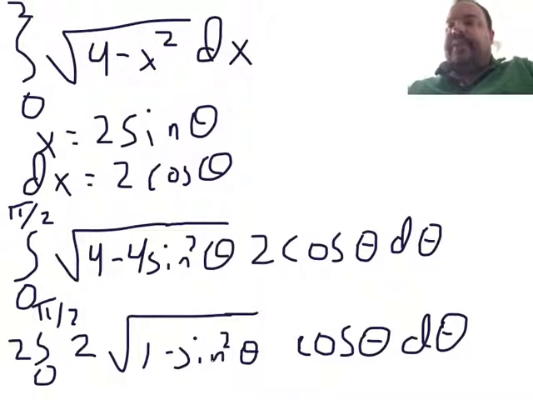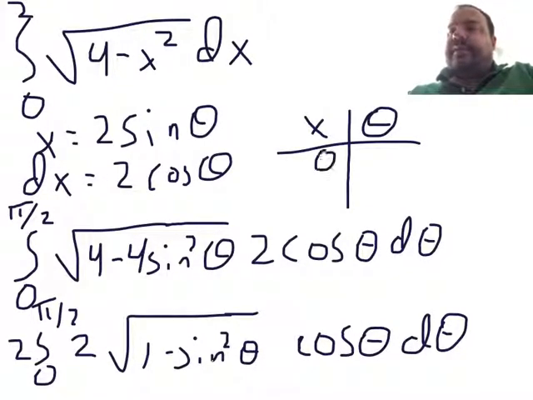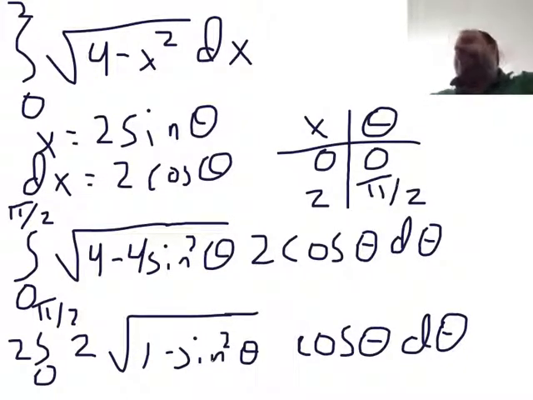We should maybe make it short here. So when x was 0, theta was 0, and when x was 2, theta was pi over 2. You don't need to do that, but there's no real harm in doing it. And then my differential became 2 cosine theta d theta. I factored the 4, and then it became a 2. And so I also have the 2 from my differential.